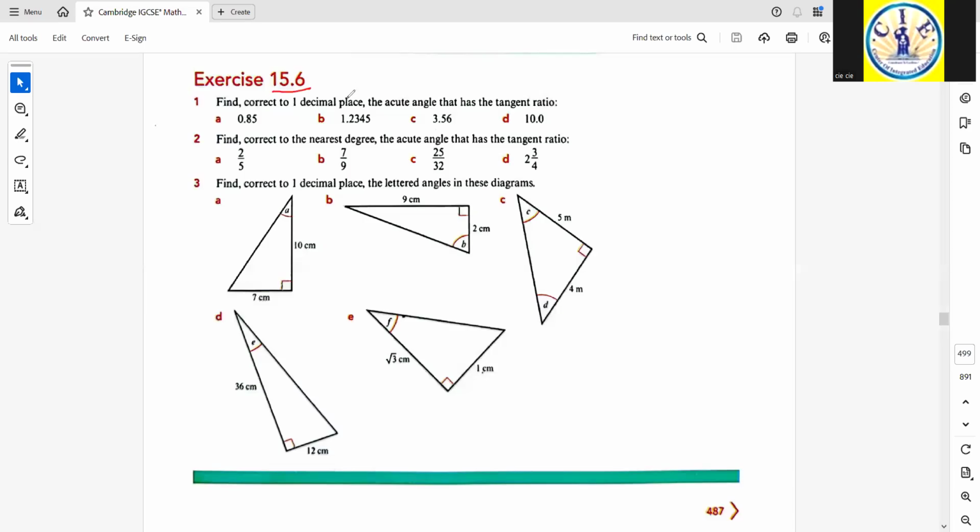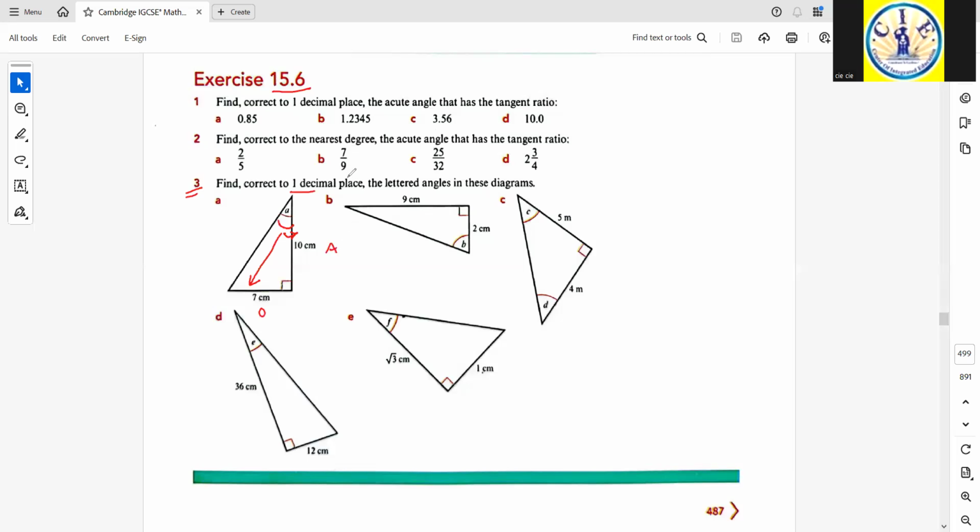This is exercise 15.6, question number 3. Find correct to one decimal place the lettered angles in these diagrams. In part A, we need to find out angle A. Since we know that the side opposite to the angle is known as the opposite side, and the side that is adjacent to this given angle is known as the adjacent side, denoted by A.